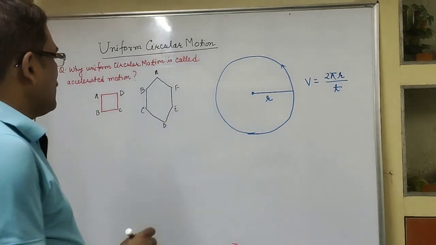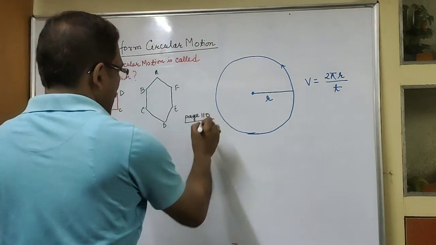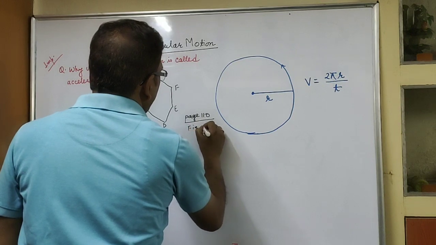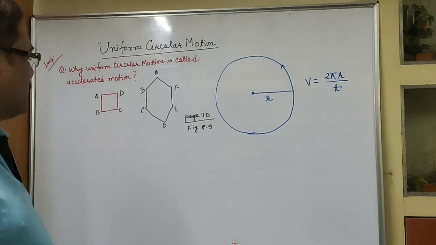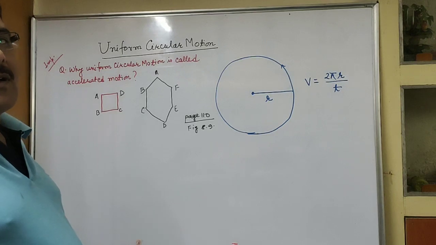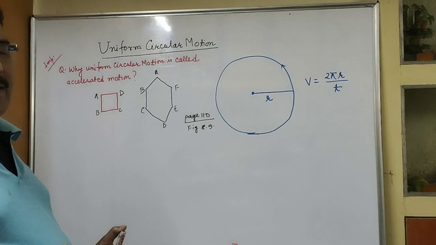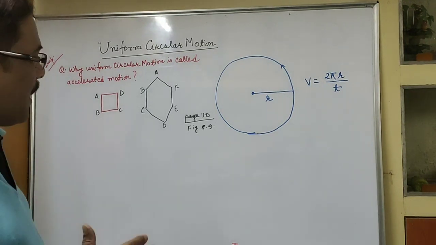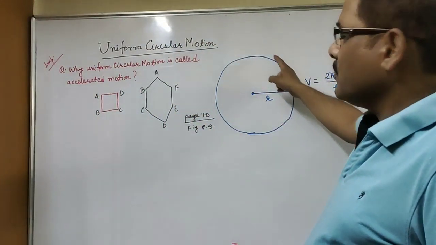you open page 110, NCERT book, figure 8.9. You will see that first they have taken a square or rectangular path, then a hexagonal path, then an octagonal path. There are 8 sides, a regular octagon, all sides are equal. In this way, if we increase the number of sides and decrease the length of each side, ultimately we will get a figure that will be similar to a circle.